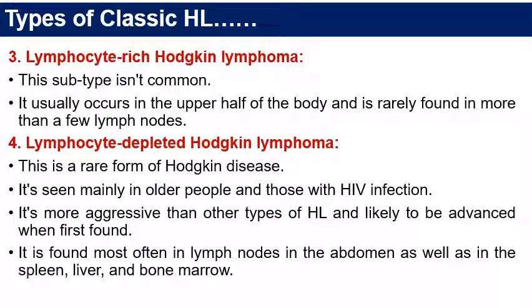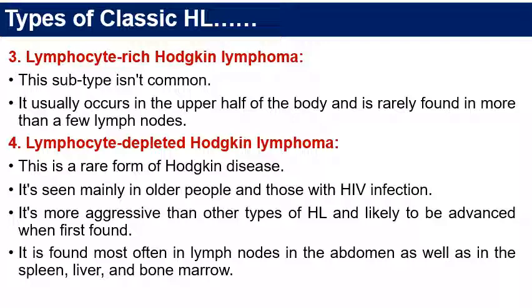And the third type of classic HL is lymphocyte-rich Hodgkin lymphoma. This subtype is not common, and it usually occurs in the upper half of the body and is rarely found in more than a few lymph nodes. Right, that's the third type.